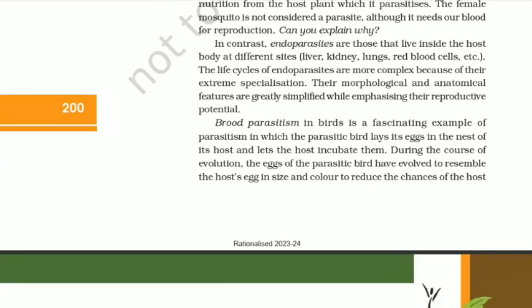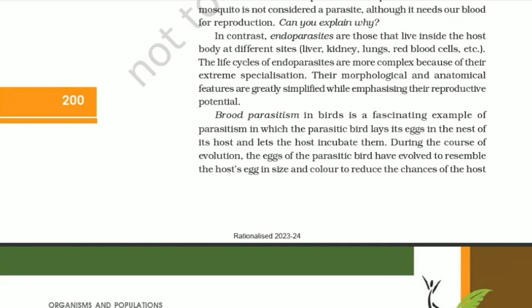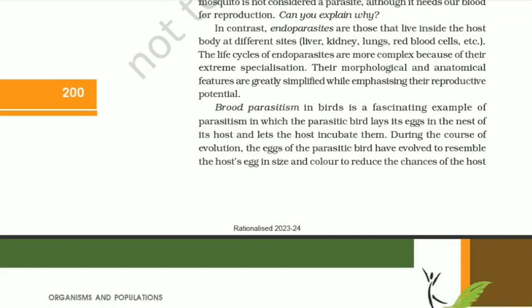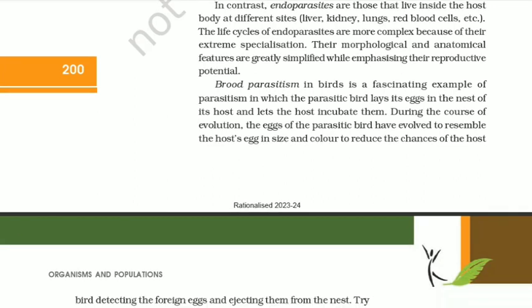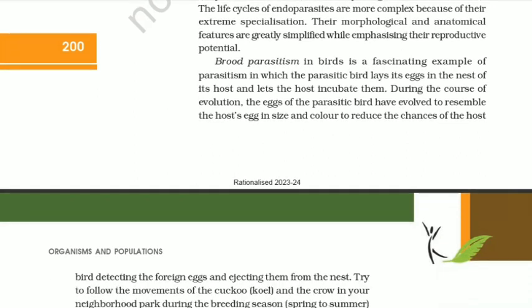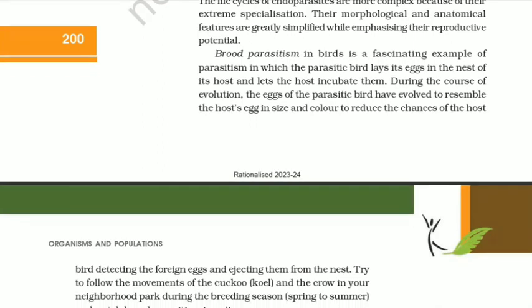The female mosquito is not considered a parasite, although it needs our blood for reproduction. In contrast, endoparasites are those that live inside the host body at different sites, for example, liver, kidney, lung, red blood cells, etc. The life cycles of endoparasites are complex because of their extreme specialization. Their morphological and anatomical features are greatly simplified while emphasizing their reproductive potential.